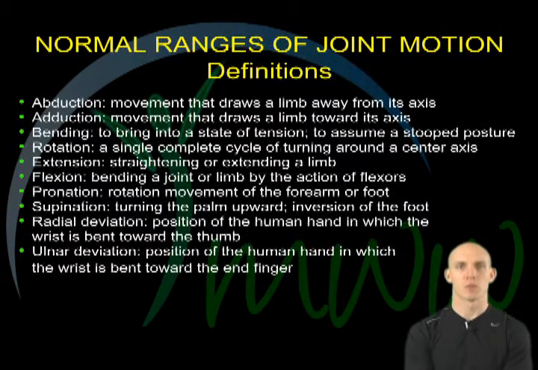Normal ranges of joint motion. Here are some definitions you will need to understand the upcoming explanations of good range of motion exercises. Flexion: bending a joint or limb by the action of the flexors. Extension: straightening or extending a limb. Bending: creating a state of tension, assuming a stooped posture.